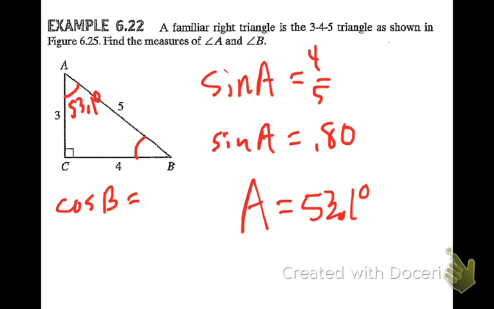Okay. Cosine is what, in terms of sides, Nina? Adjacent over hypotenuse. What's the adjacent? 4. Yeah, it's 4. So it's 4/5. So do the inverse cosine of 0.8. Cosine of B equals 0.8. Do the inverse cosine of that. What do we round to? Nearest tenth.